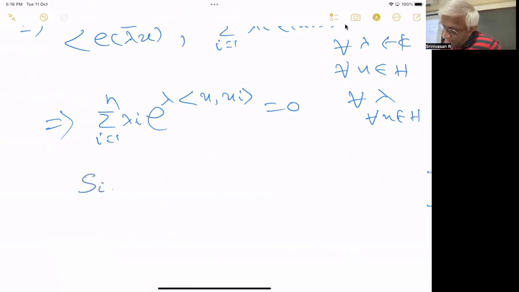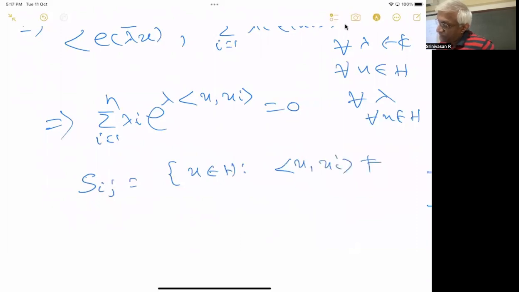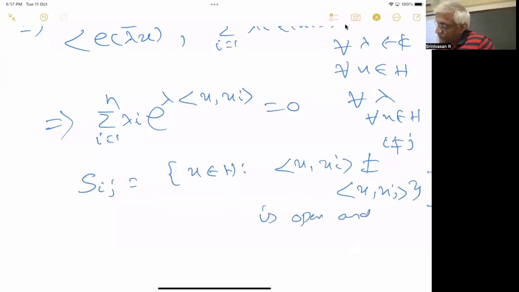Let us define a set S_ij equal to all those u in H such that u_i is not equal to u_j, where i is not equal to j. Okay. This set is open and dense. Why is it open and dense? It's open because this is exactly equal to U_i minus U_j.